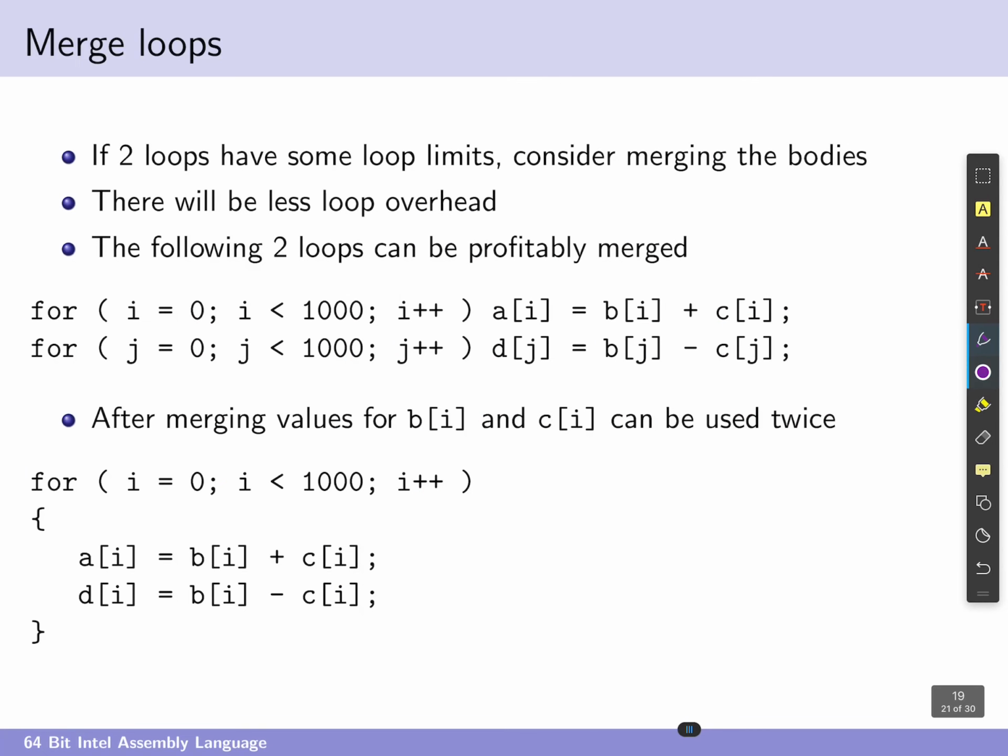The next technique is this idea of merging loops. If you have two loops that have the same limits, it may be worth considering merging the loop bodies. In this way, we'll end up having less loop overhead.